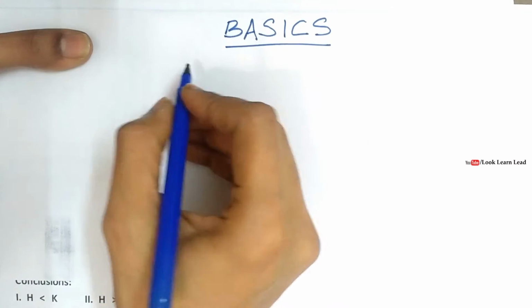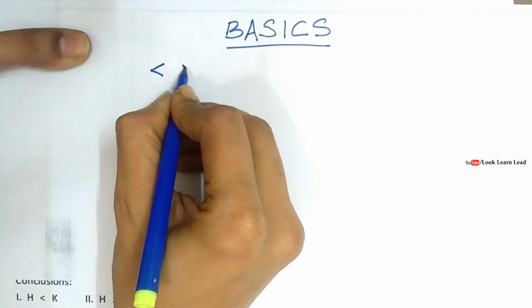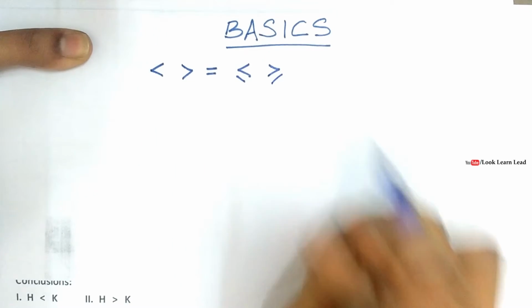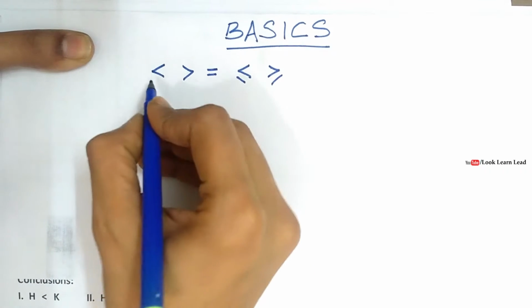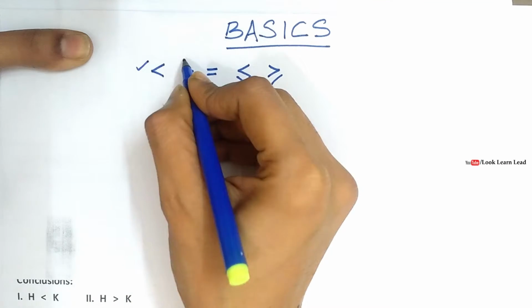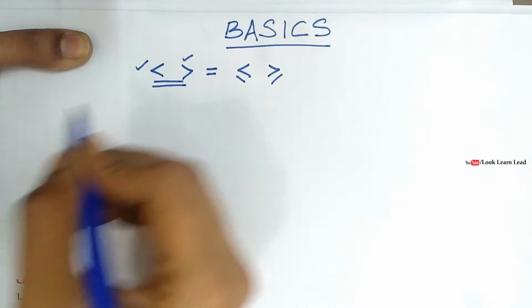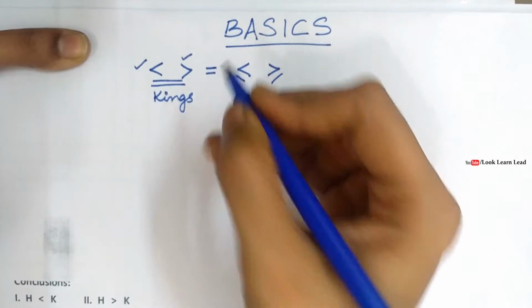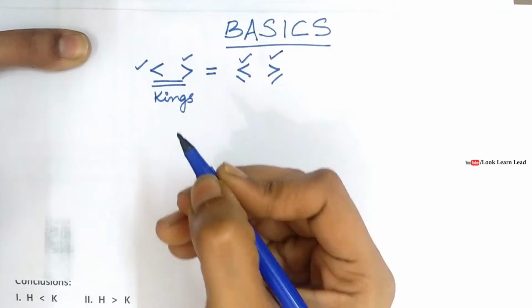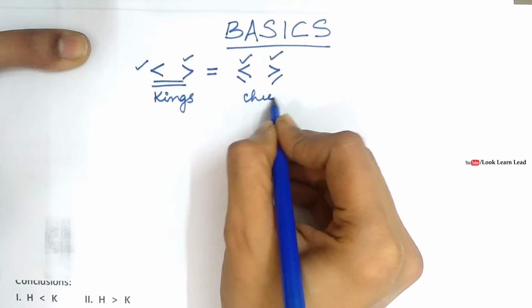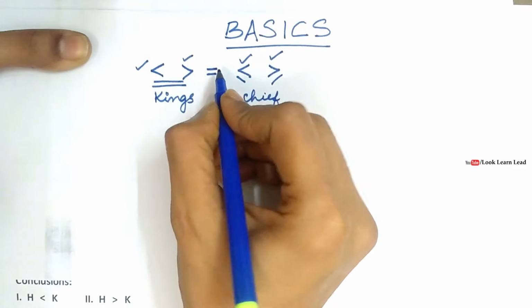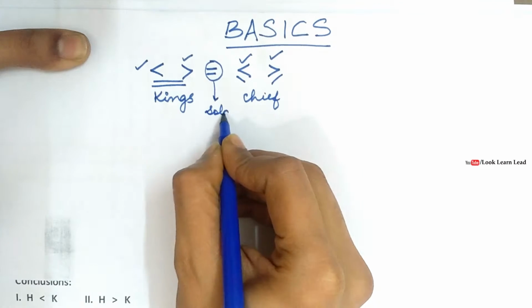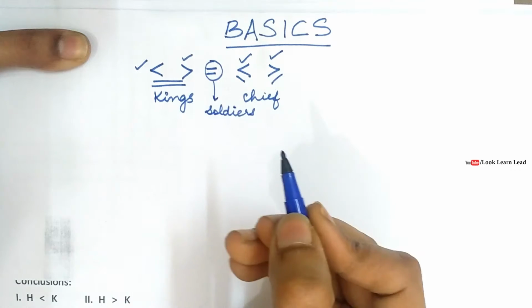In inequalities, we have some signs, that is less than, greater than, equal to, less than equal to and greater than equal to. These are the signs, okay. So the highest priority is given to these two. You can say these are the kings, okay, and after that the priority is given to this. So you can say this is the chief, okay, and the lowest priority is of equal to. So these are the soldiers, okay. You can remember it like this, okay.